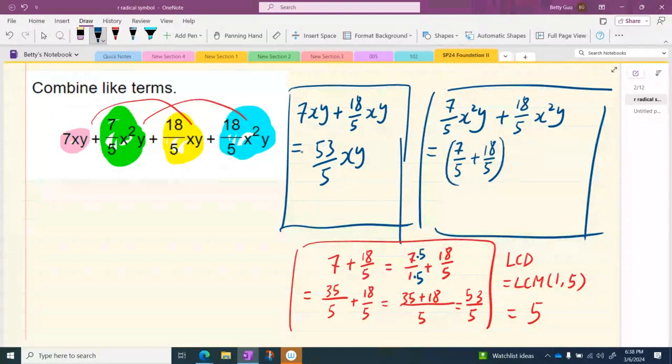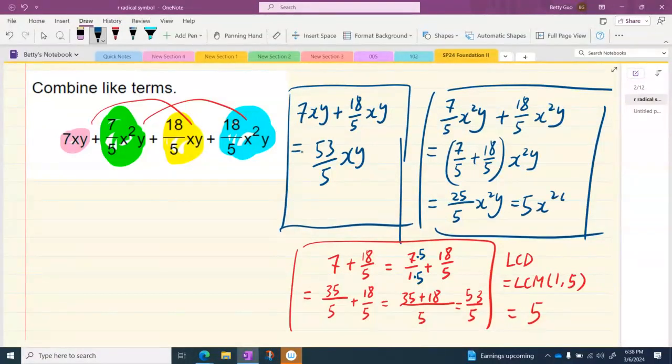What happened to the variable part? Just copy them. You see x squared, copy x squared. You see y, copy y. Do not be creative. Don't add stuff or omit anything. Just copy exactly as it is. x squared times y. And 7 over 5 plus 18 over 5, keep the bottom 5. 7 plus 18 gives us 25. And 25 over 5 is reducible. 25 over 5 is 5. So we have 5x squared y.